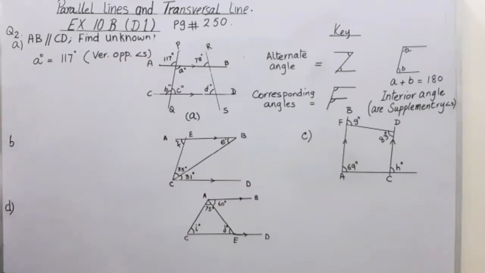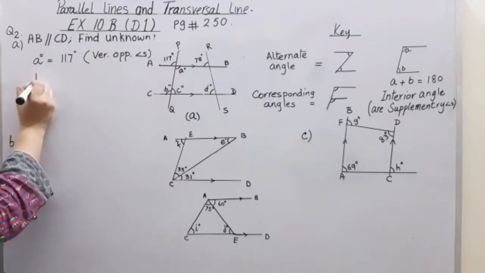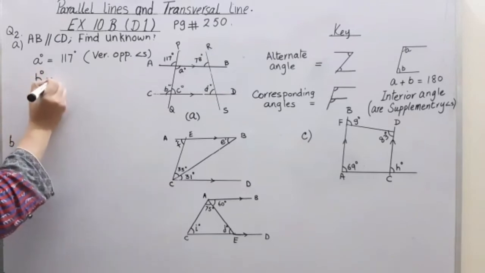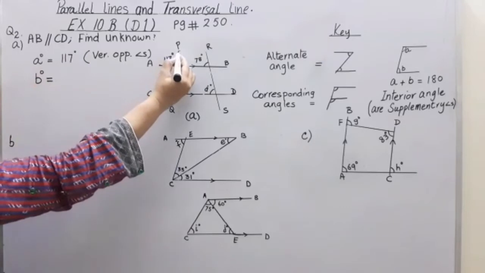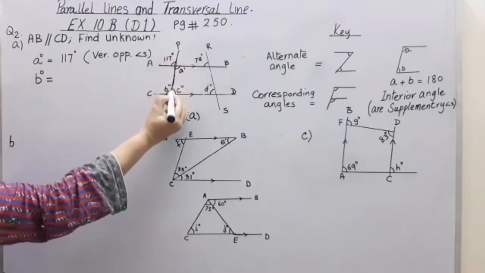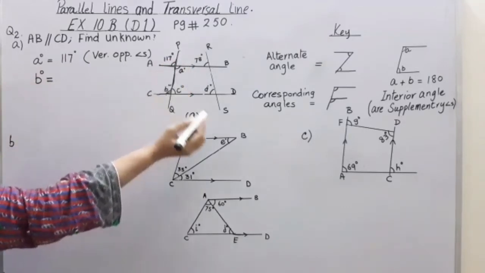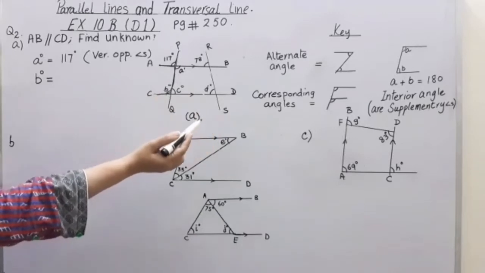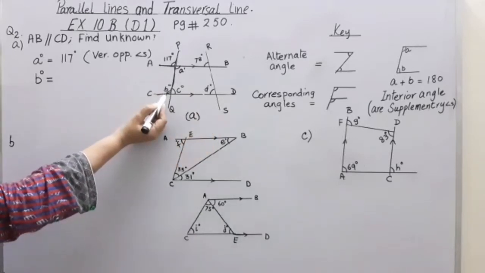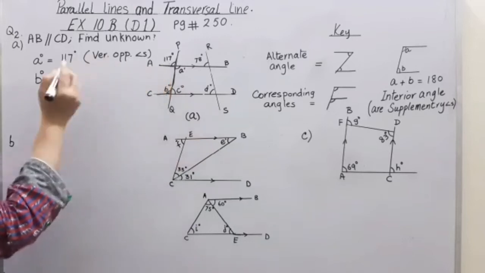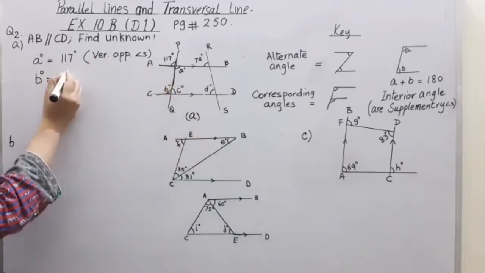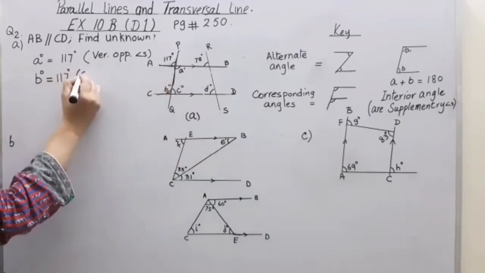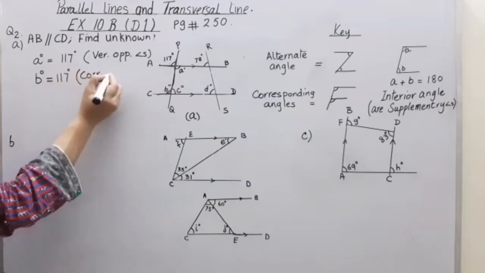And now we find B, the second unknown. From here to here you see what? An F. What are they? Corresponding angles. This angle is equal to 117, so B is equal to 117, and the reason is corresponding angles.